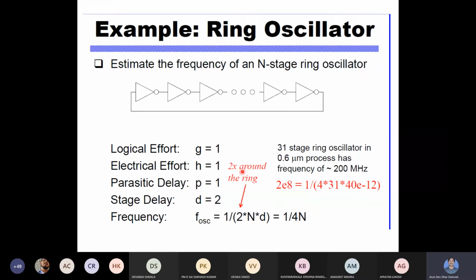Here 2 times means the delay you have calculated 2 times around the ring. So n stages were there, so 2d into n total delay. So just the reciprocal of time, and frequency we have calculated.